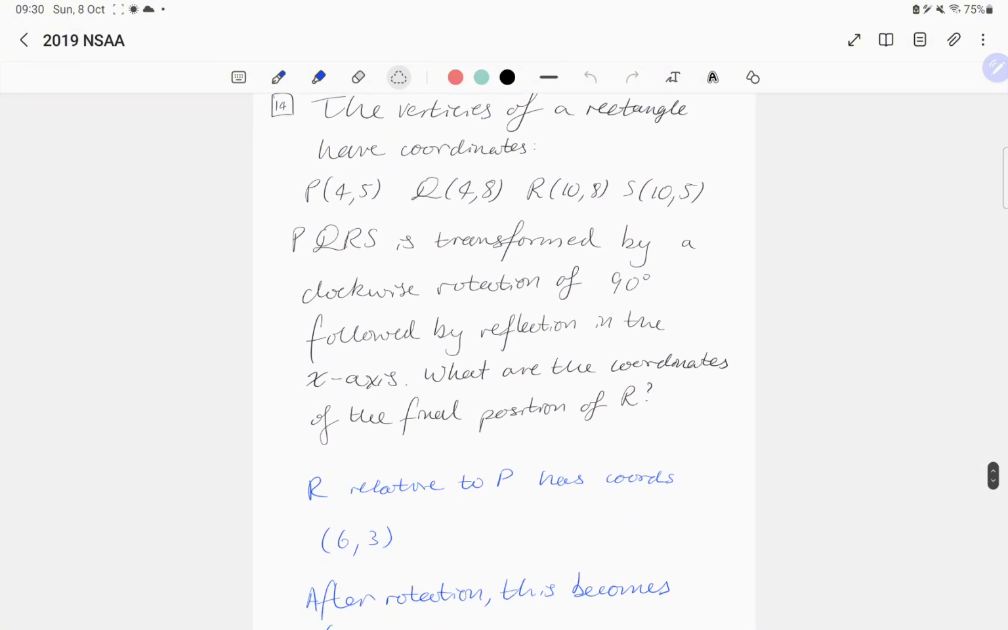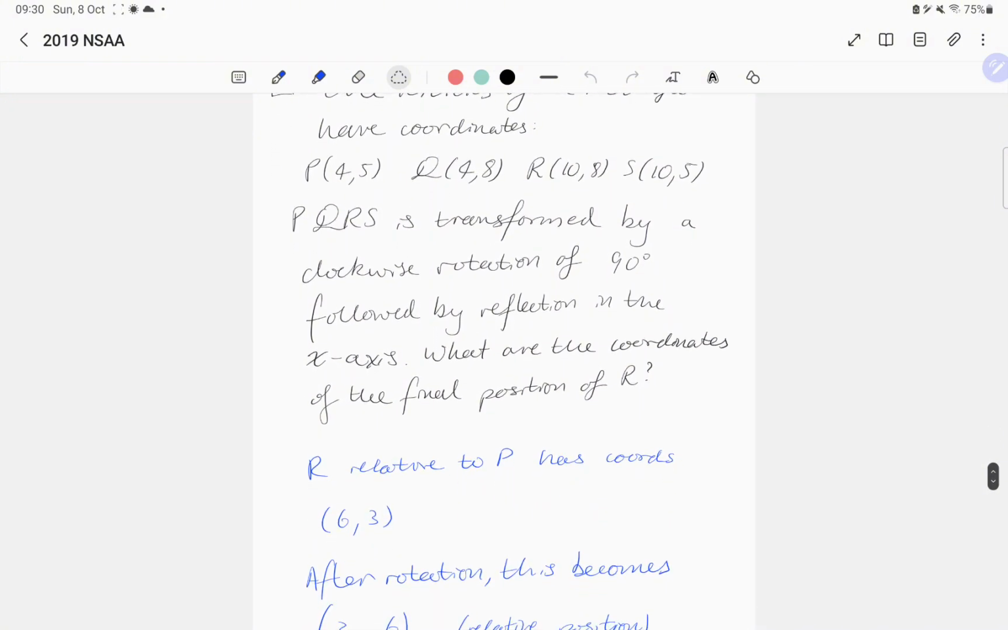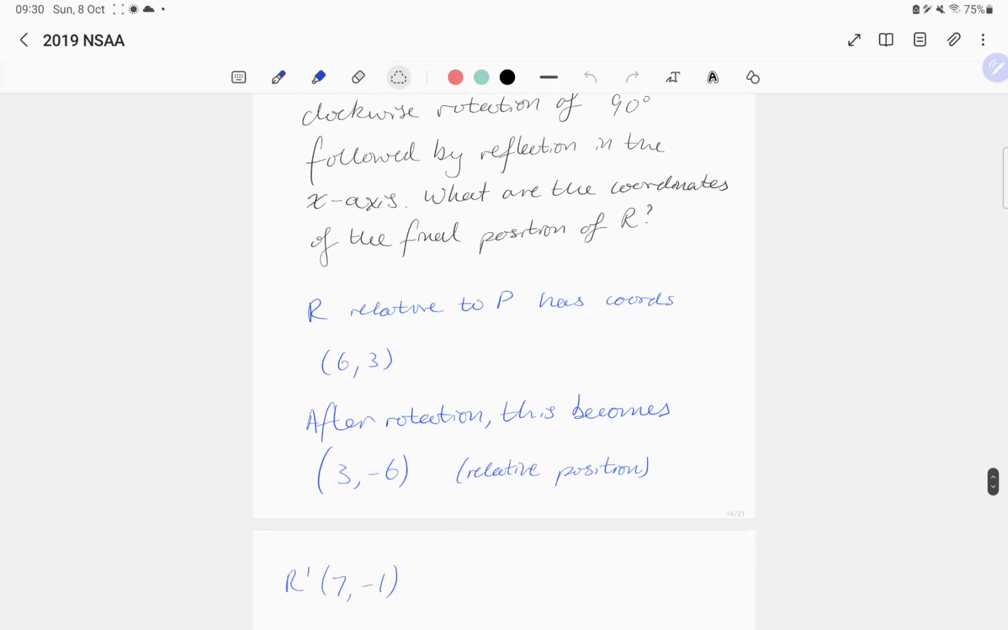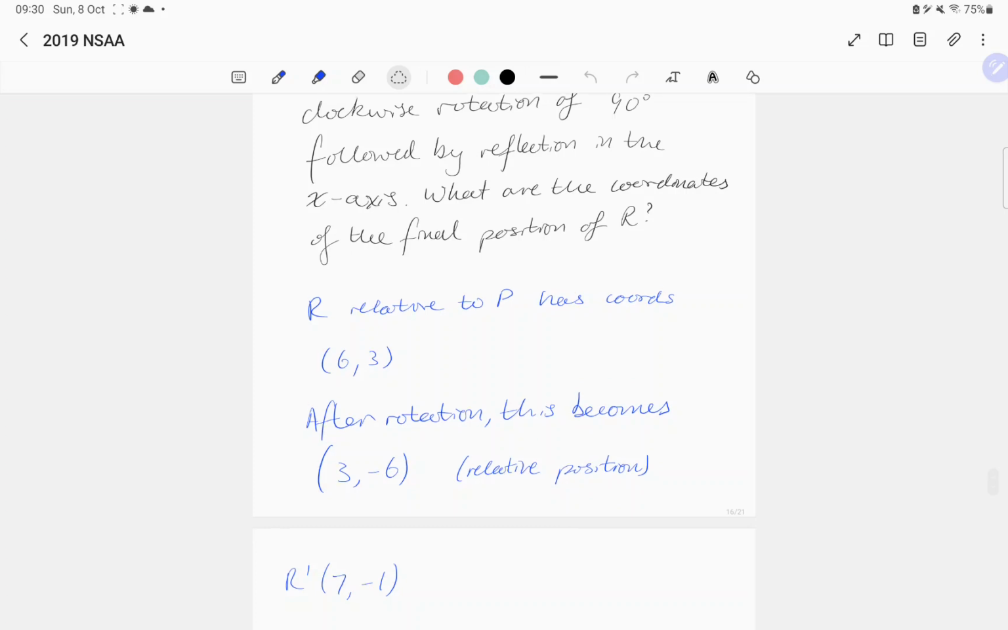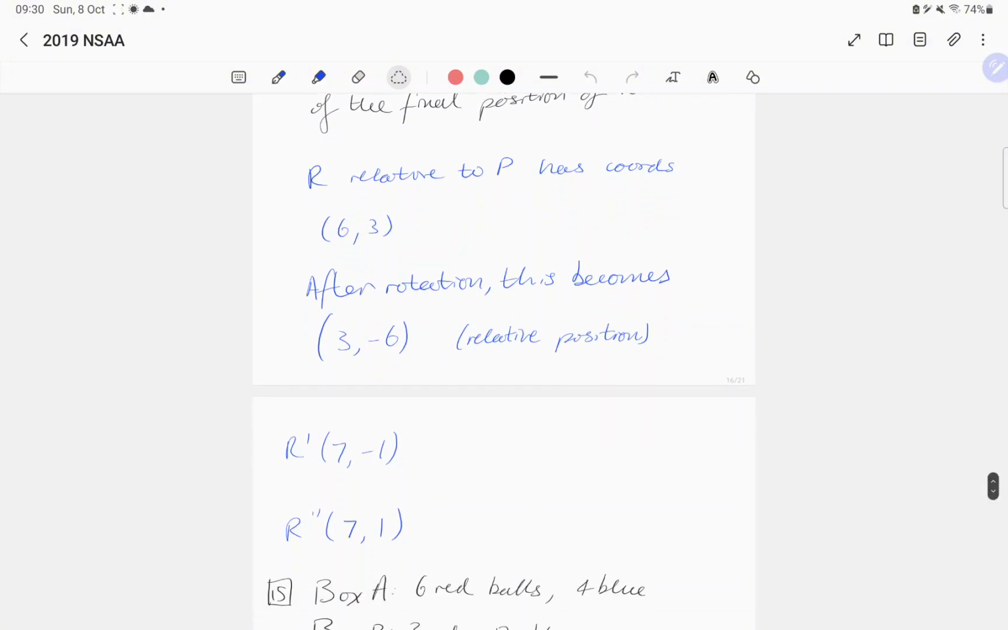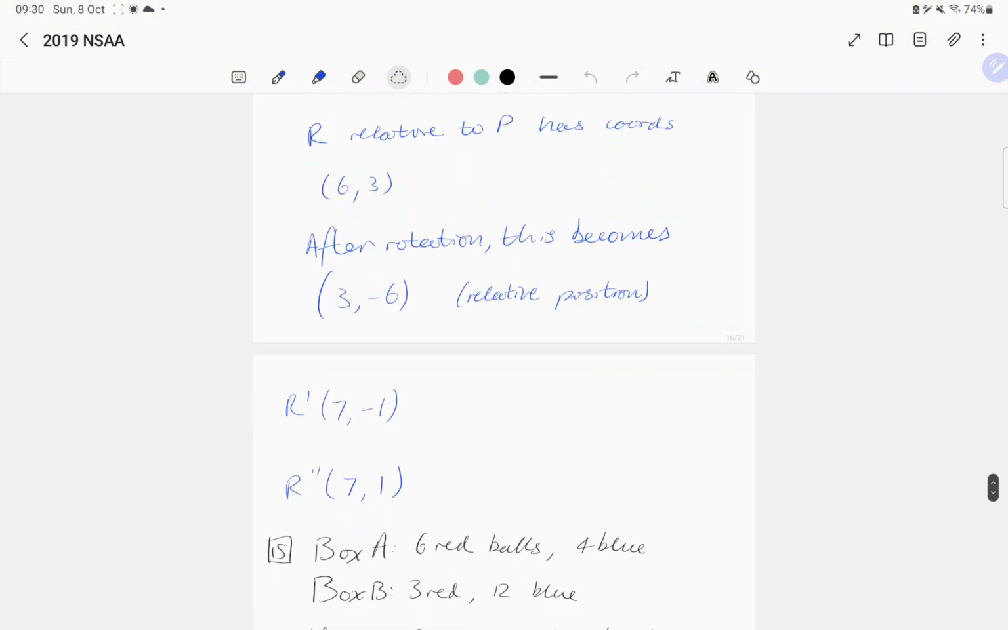The position of R relative to P is represented by the coordinate (6, 3). After rotation, this becomes (3, -6) relative to P. This translates to (7, -1), which gives (7, 1) when reflected in the x-axis.